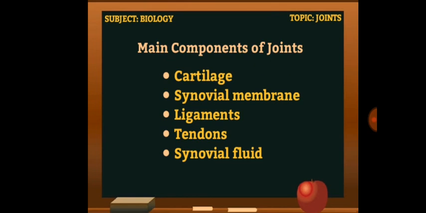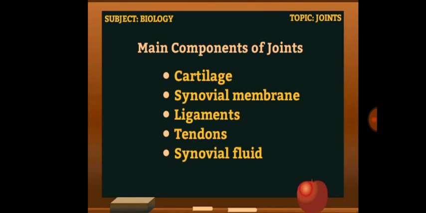Now let's go on to discuss the main components of joints: the cartilage, synovial membrane, ligaments, tendons, and synovial fluid. First, the cartilage. The cartilage is a type of tissue that covers the surface of a bone at a joint. Cartilage helps reduce the friction of movement within a joint.